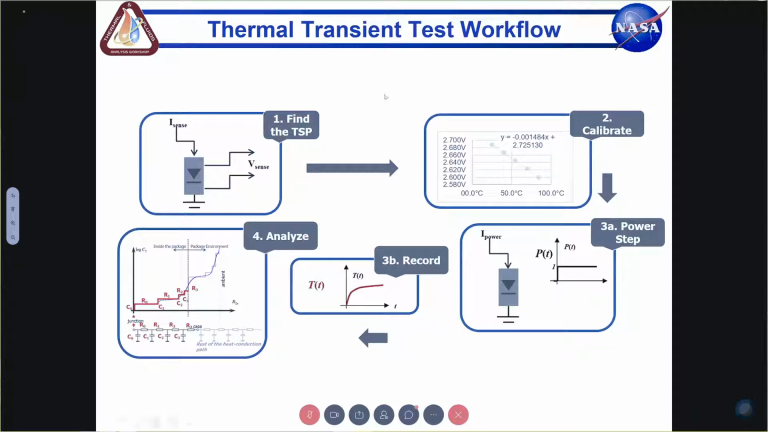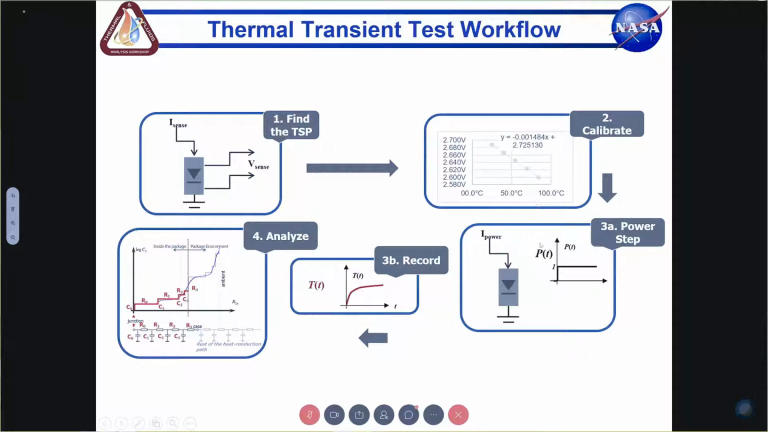The first step you want to do is to determine the semiconductor component's temperature sensitive parameter, which for a diode is the forward voltage at a constant sensor current, or for an IGBT, it can be a collector emitter voltage, it can be a threshold voltage of a MOSFET. There are a lot of options for different types of semiconductor components.